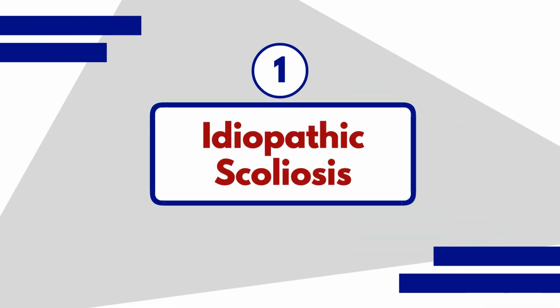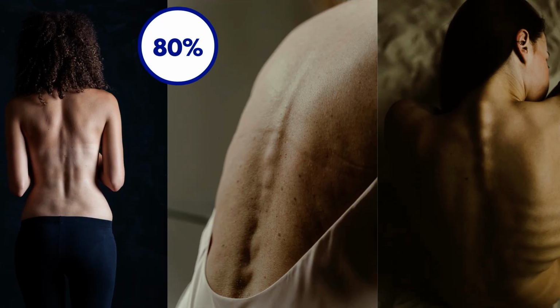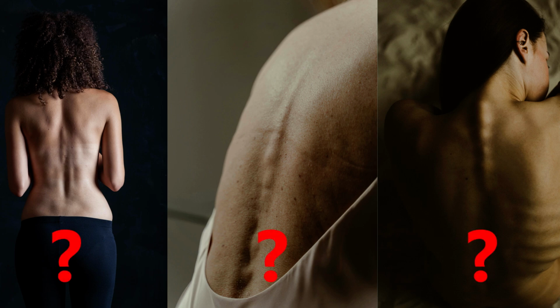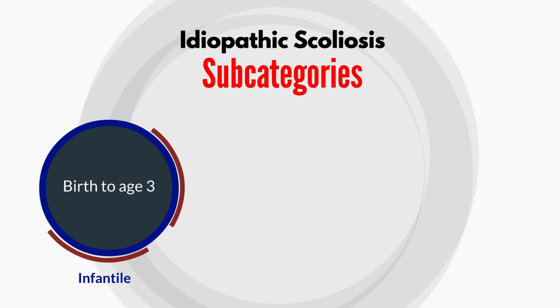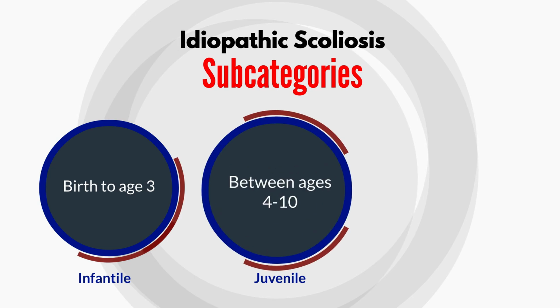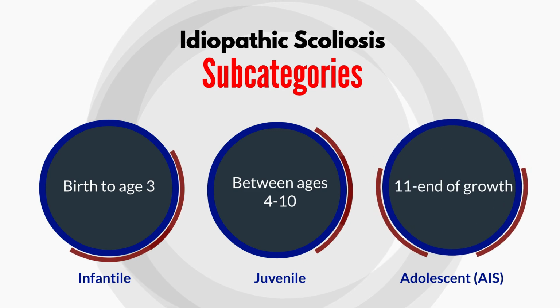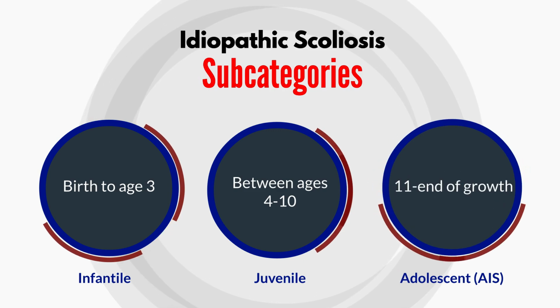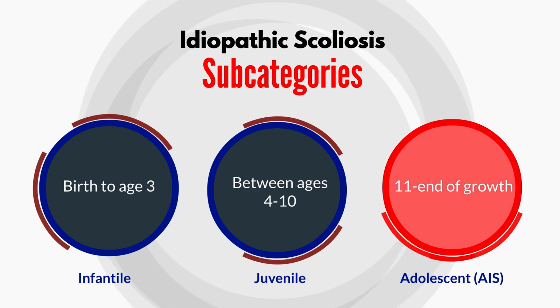Number 1. Idiopathic scoliosis. This is the most common form, accounting for approximately 80% of all cases. Idiopathic means the exact cause is unknown, though genetics often play a role. It is divided into subcategories by age: infantile, onset from birth to age 3; juvenile, onset between ages 4 and 10; adolescent, AIS, onset from age 11 through the end of growth. This is the most frequently diagnosed type.